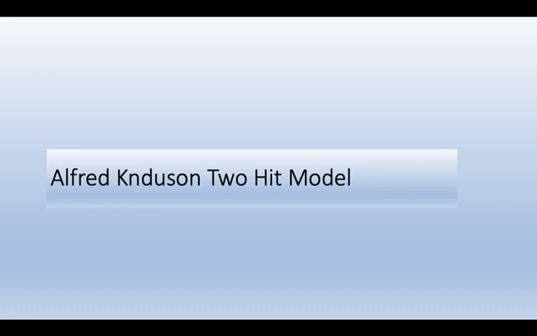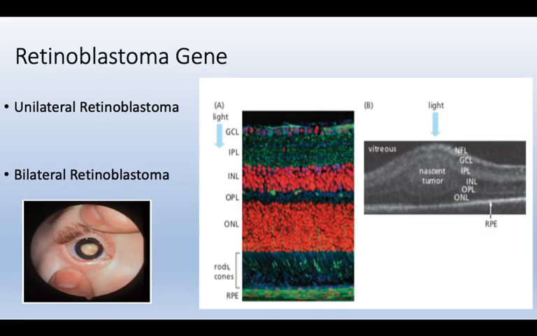Today we are going to learn about the Alfred Knudson two-hit model. In order to understand what this model is, let's start with one simple and straightforward example. The example is of the retinoblastoma gene. This retinoblastoma gene is generally called the RB gene, and it is basically responsible for the formation of tumor in the eye.